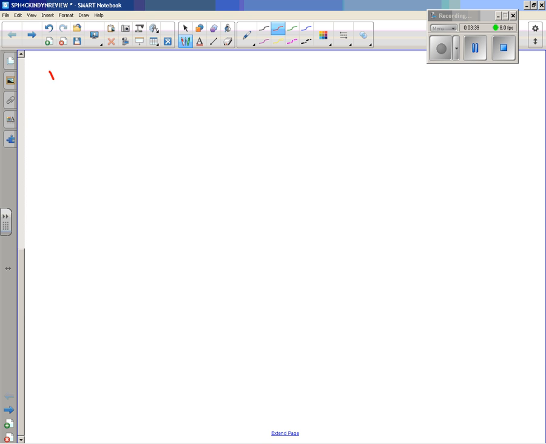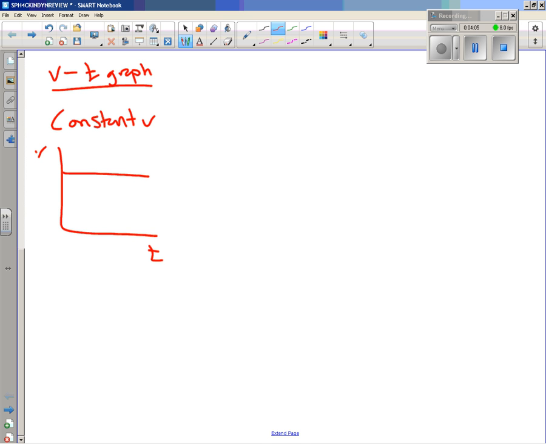All right, so VT graphs, and the V stands for velocity. We have the same two types, uniform and non-uniform motion, or constant velocity and accelerating. So let's first go over the constant velocity. Our constant velocity VT graphs will always give you a horizontal line. All right? If it's above the time axis, that means it's moving forwards. Below the time axis means it's moving backwards, but it's always going to be a horizontal line.